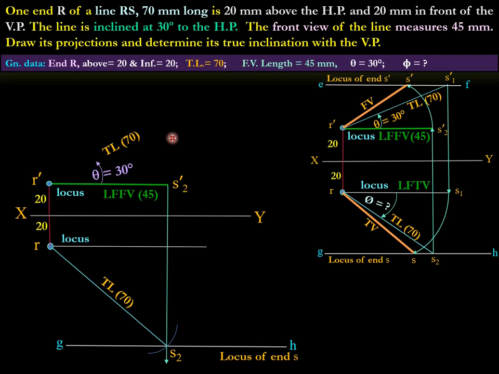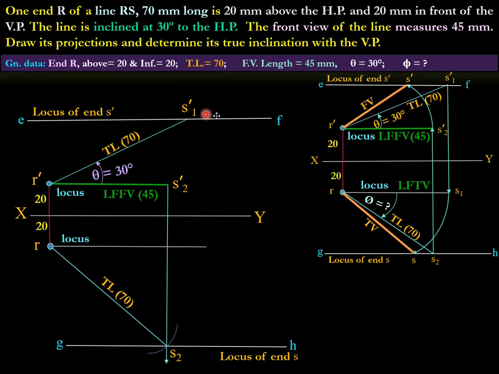As we know the true length of the straight line and its true inclination with the horizontal plane, which is equal to 30 degrees, we can draw the true length line on the front view side. Name the endpoint of the true length line as S1 dash. Now we can draw the topmost locus line through the endpoint S1 dash. This will become the locus of end S dash.